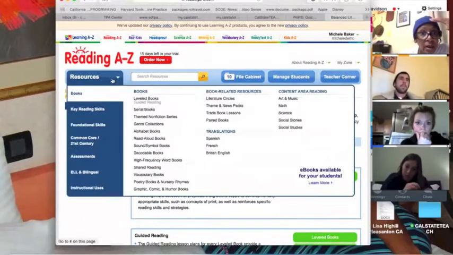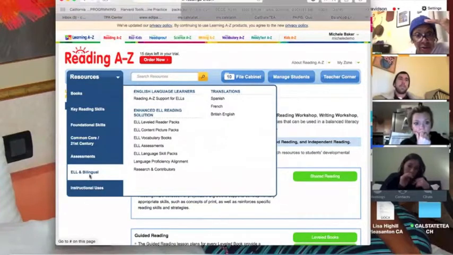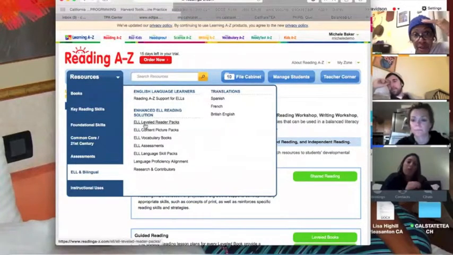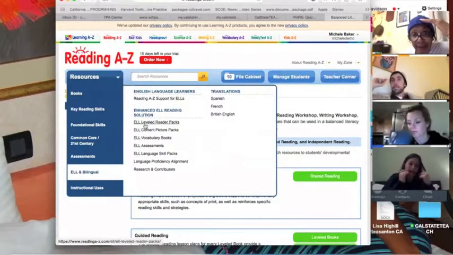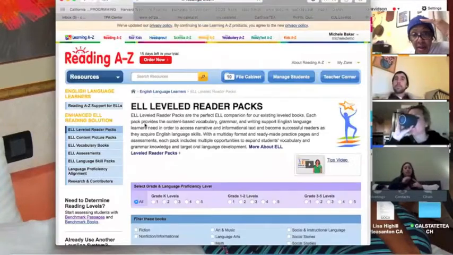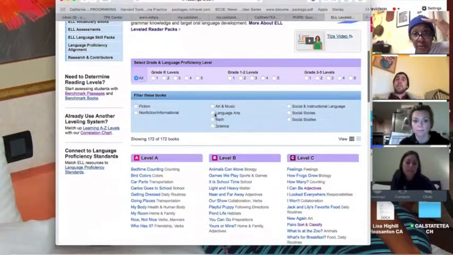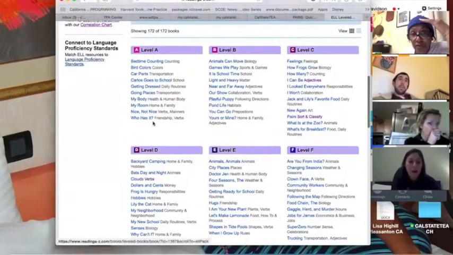Okay. We're over here where it says resources. You can go down to EL and bilingual. You can get a leveled reader pack. And then you decide on the grade level. You decide on the language, the type of book, then all these levels.